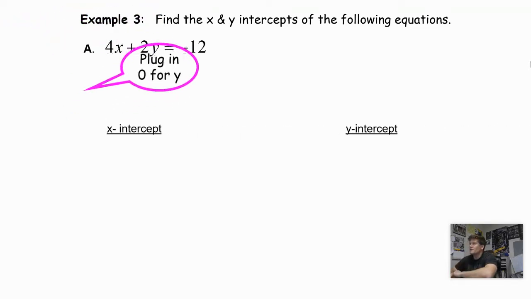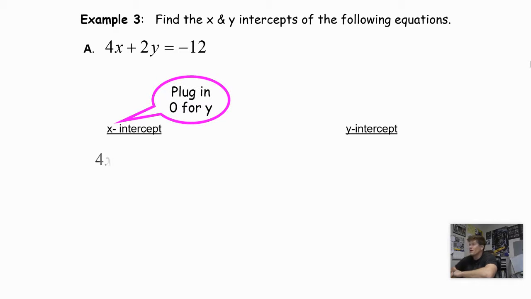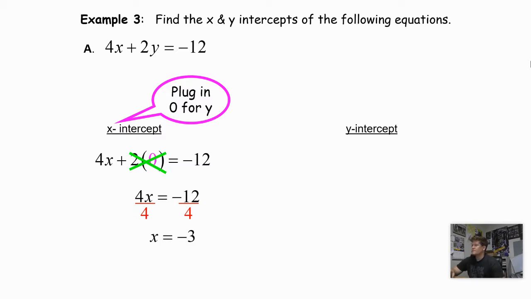If I'm looking for the x-intercept, I plug a 0 in for y. So I have everything the same way, except for whatever I saw y, I put a 0 there. Then I simplify. 2 times 0 goes away. So now I have 4x is equal to negative 12. Divide both sides by that 4. My x-intercept is negative 3.